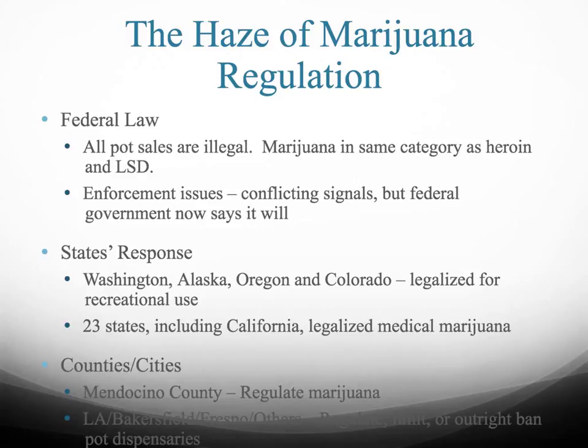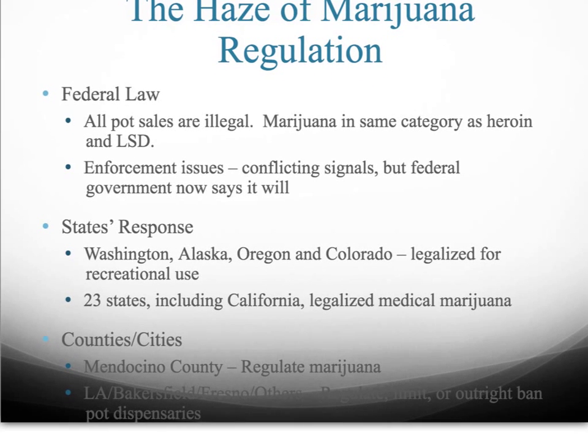Federal law is that all pot sales are illegal. The question is about enforcement, and the federal government has sent out conflicting signals about enforcement. So states are moving forward with their own efforts related to marijuana. Recreational marijuana is now legal in Alaska, Colorado, Oregon, and Washington, and 23 states, including California, have legalized medical marijuana. Local governments are also trying to get into the marijuana regulation arena, particularly by trying to regulate, limit, or outright ban pot dispensaries.